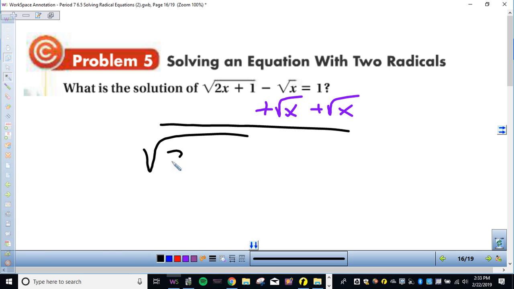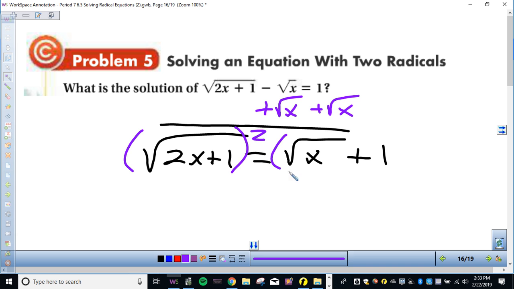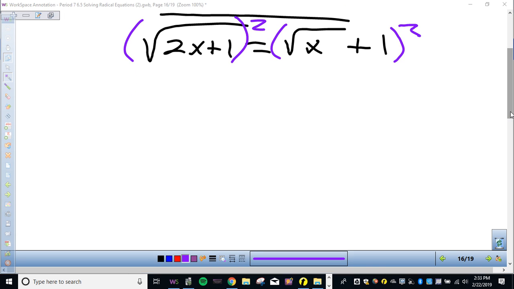What we get is square root of 2x plus 1 equals square root of x plus 1. So you know it's going to be a challenging problem when you have square roots on both sides. You're also writing next to this problem that this for sure is going to be on both your quiz and test, because it will be. Okay? So to get rid of a square root, we square both sides. And on this right side of the equal sign, we're going to do the box.